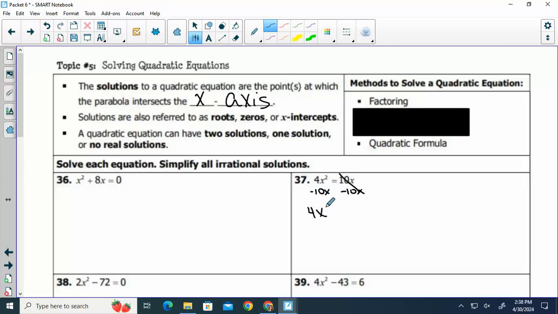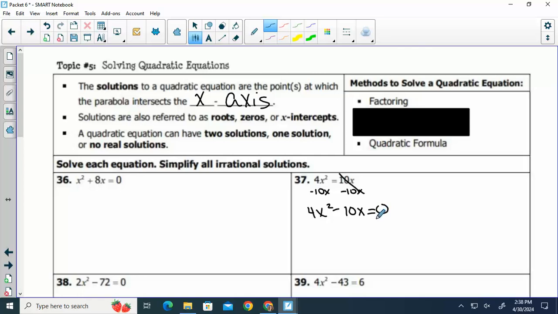So we have 4x squared minus 10x equals 0. Those outlets don't work. You'll have to go over behind Jaden. That one works. How could we factor this?